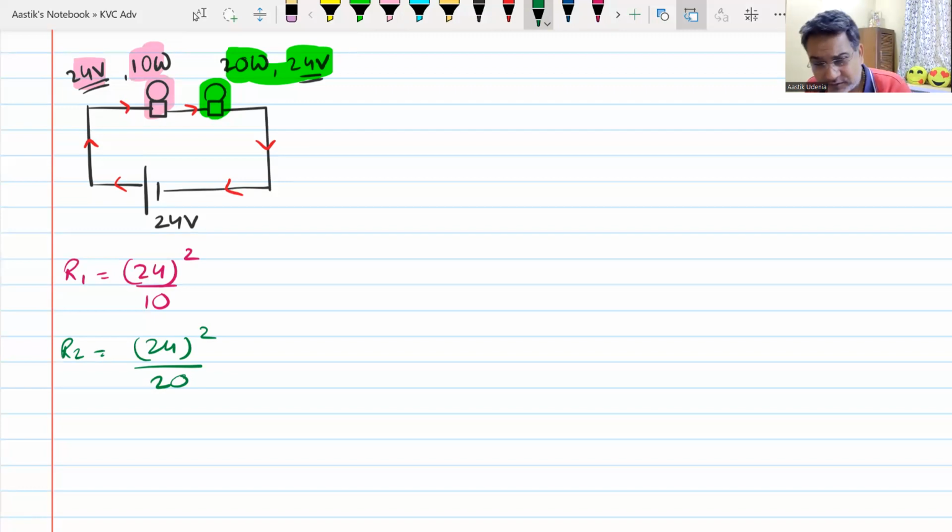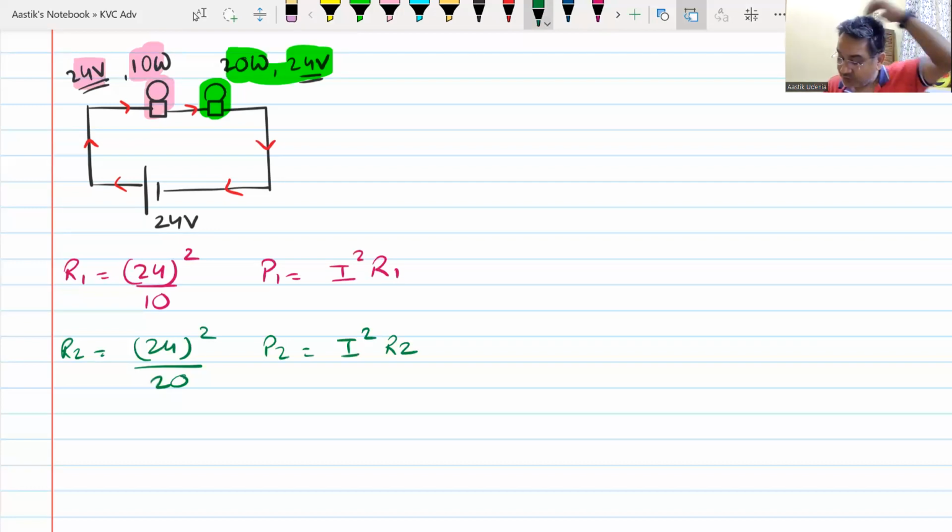And then I've already given you the formula for how much power is consumed, with the resistance. Power consumed by the first bulb, P1, would be equal to I square into R1, and power consumed by the second bulb, P2, will be equal to I square into R2. The total power will be P1 plus P2, but I've already given you the shortcut formula, P1 P2 over P1 plus P2. You can just put that formula and get your answers. You don't have to go into this. Yes or no? Do you understand this? Yes, sir.